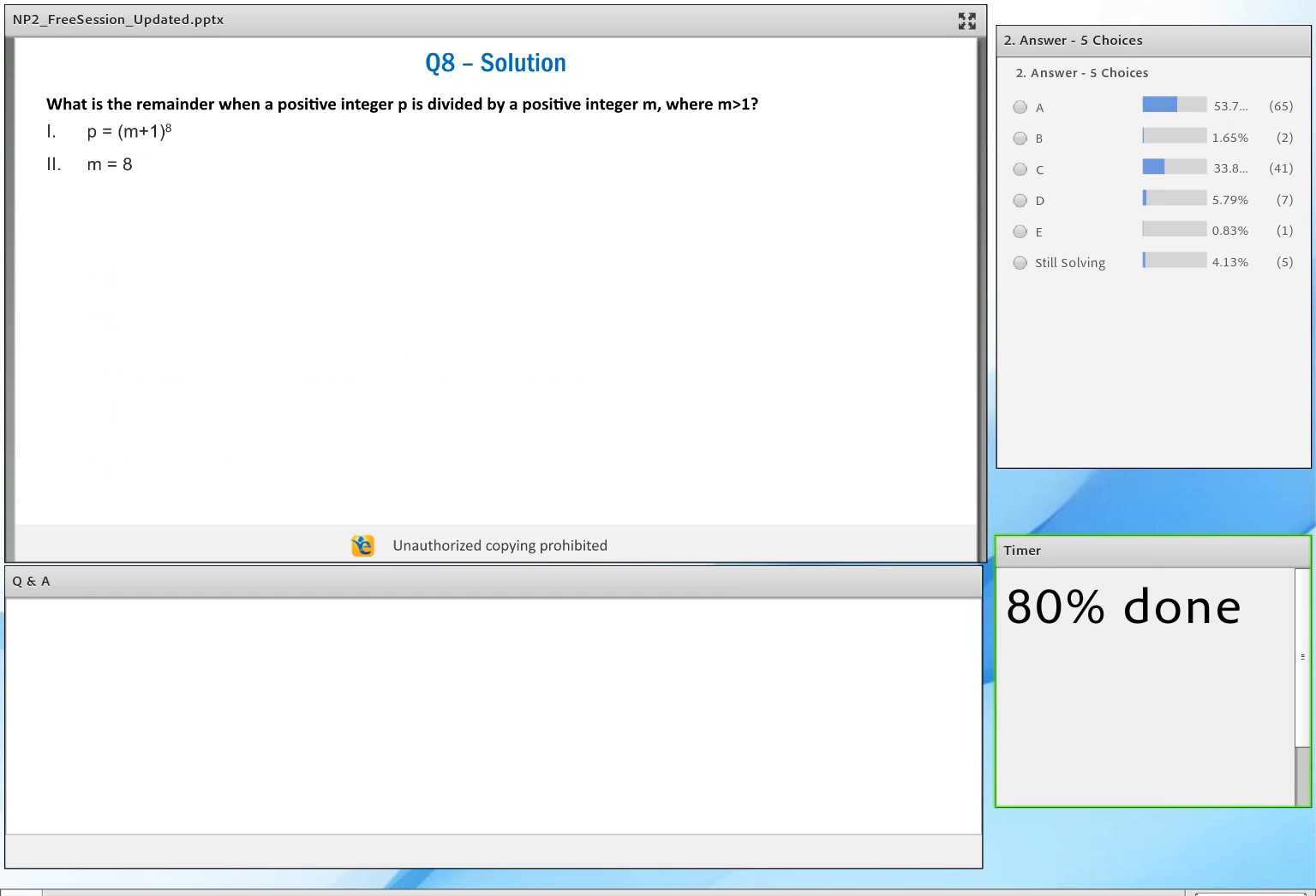What we're told is, what's the remainder when positive integer p is divided by positive integer m, where m is greater than 1? So what do we have to find? We have to find the remainder. So we have to express p in terms of m. We're not given a whole lot about p and m other than the fact that both of them are positive and m is greater than 1. So let's look at statement 1. What does statement 1 say? Statement 1 says that p is equal to m plus 1 to the power 8.